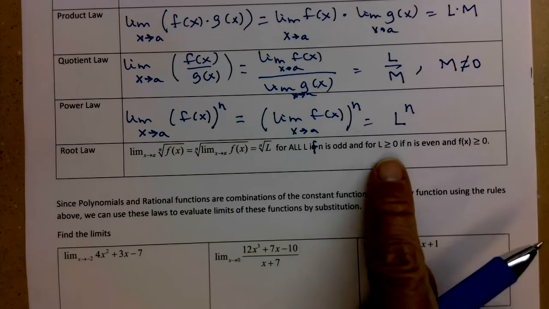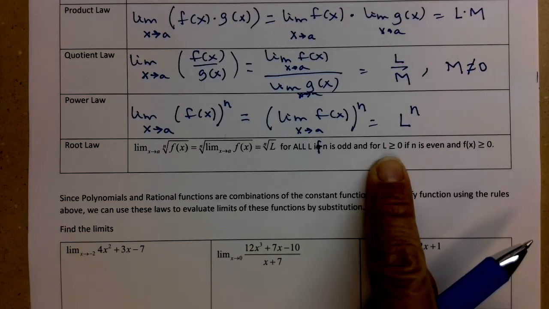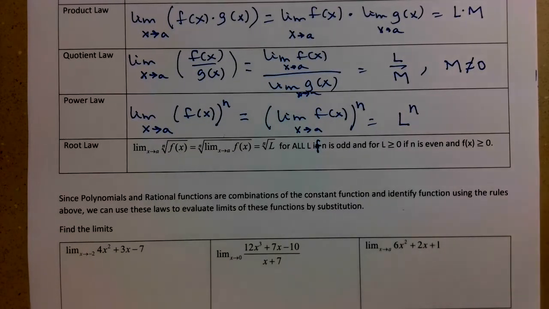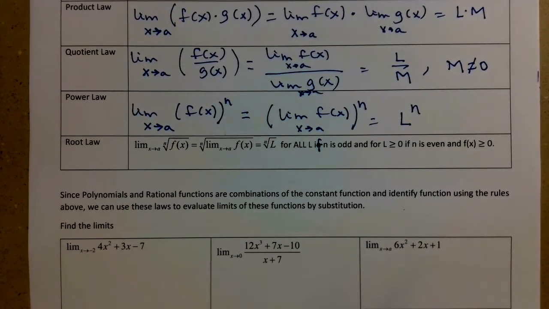And then the other one, we only get out positive numbers if we're doing even roots. Okay, so those are the two caveats for the root law.